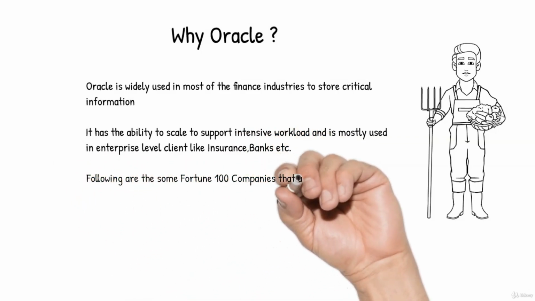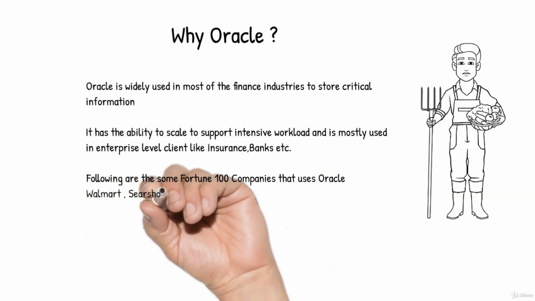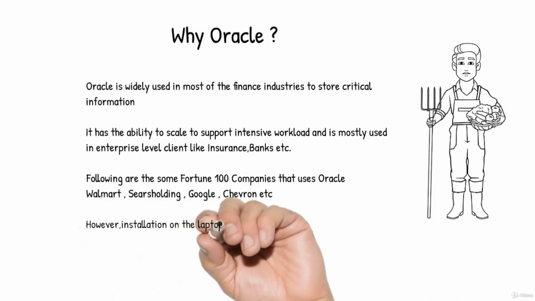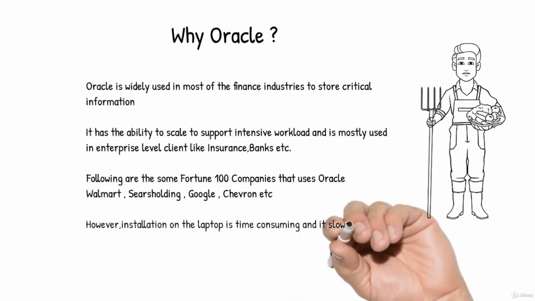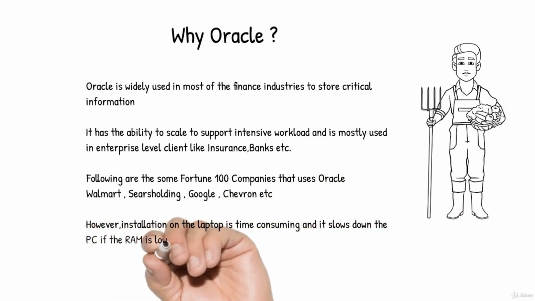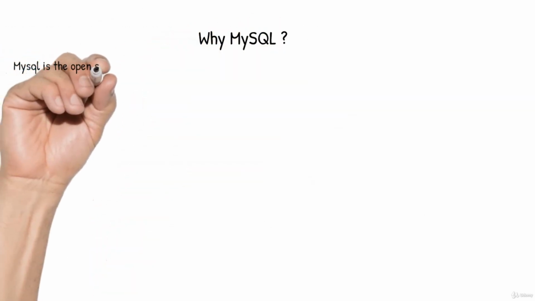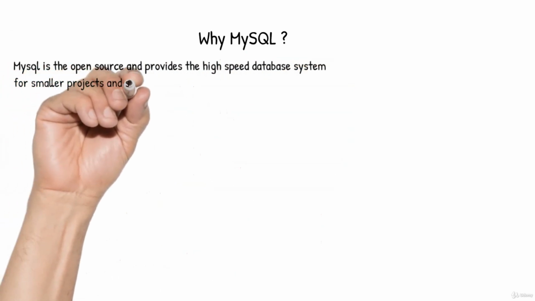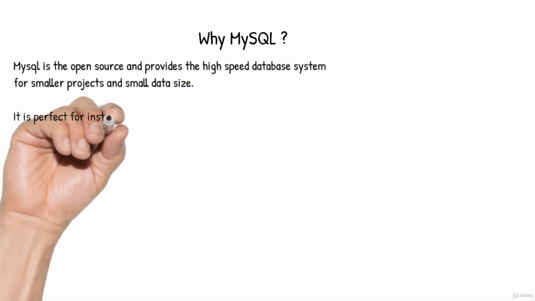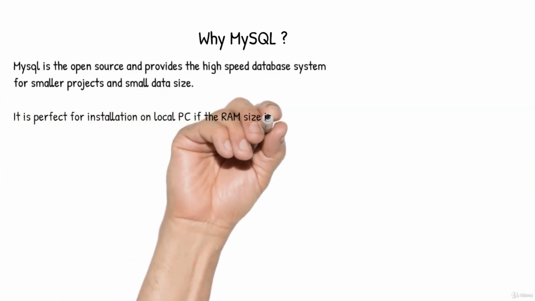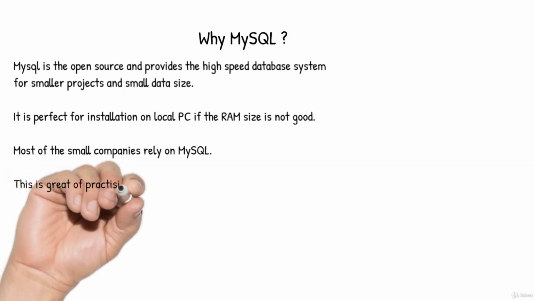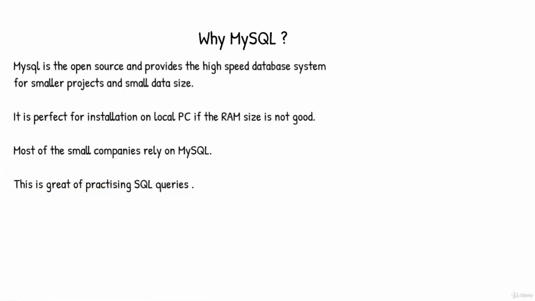Following are some of the Fortune 100 companies that use Oracle, like Walmart, Sears Holding, Google, Chevron, NASA, and many leading banks. However, if you install Oracle, it will slow down the laptop because of the RAM limitation. On the other hand, MySQL is open source and provides a high-speed database system for smaller projects and small data size. That is why MySQL is perfect for installation on a local PC if the RAM size is not good. Most small companies rely on MySQL, and it is great for practicing SQL queries.